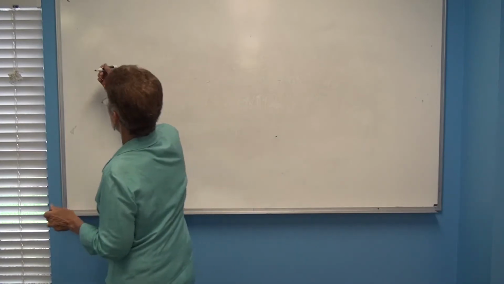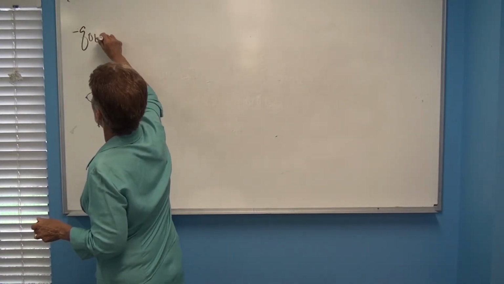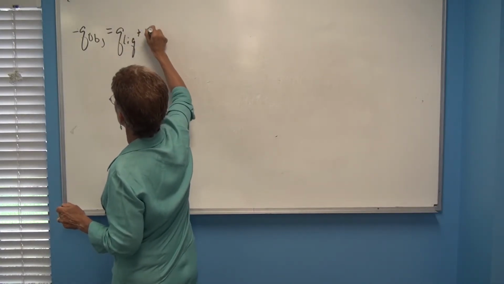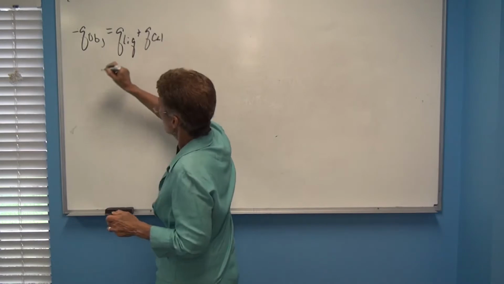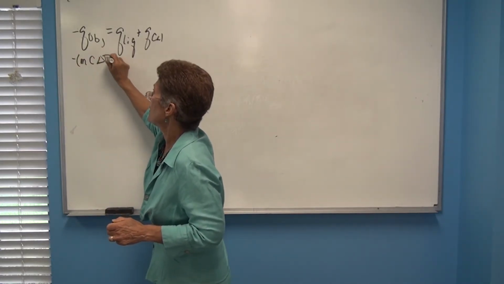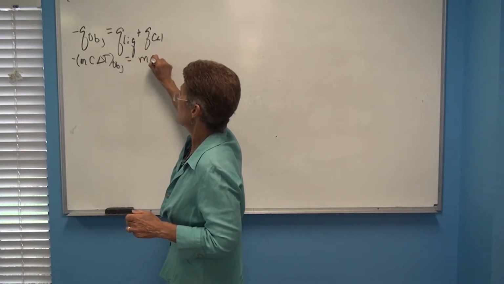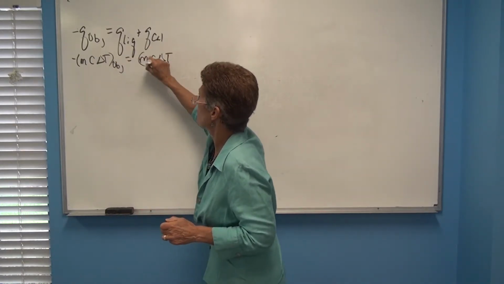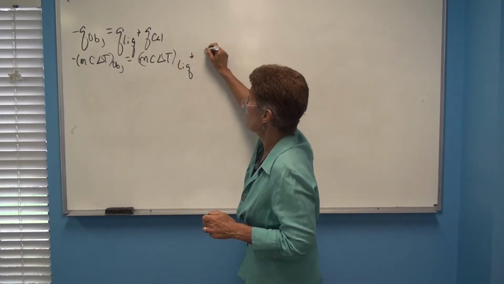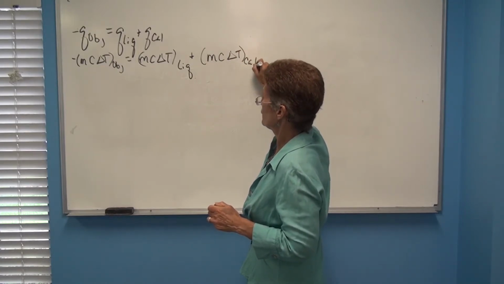Well, in this case, we have negative Q of the object equals Q of the liquid plus Q of the calorimeter. And remember, this is negative MC delta T of the object. This is MC delta T of the liquid. And this is, well, I'm just going to go ahead and put it, MC delta T of the calorimeter. Okay.